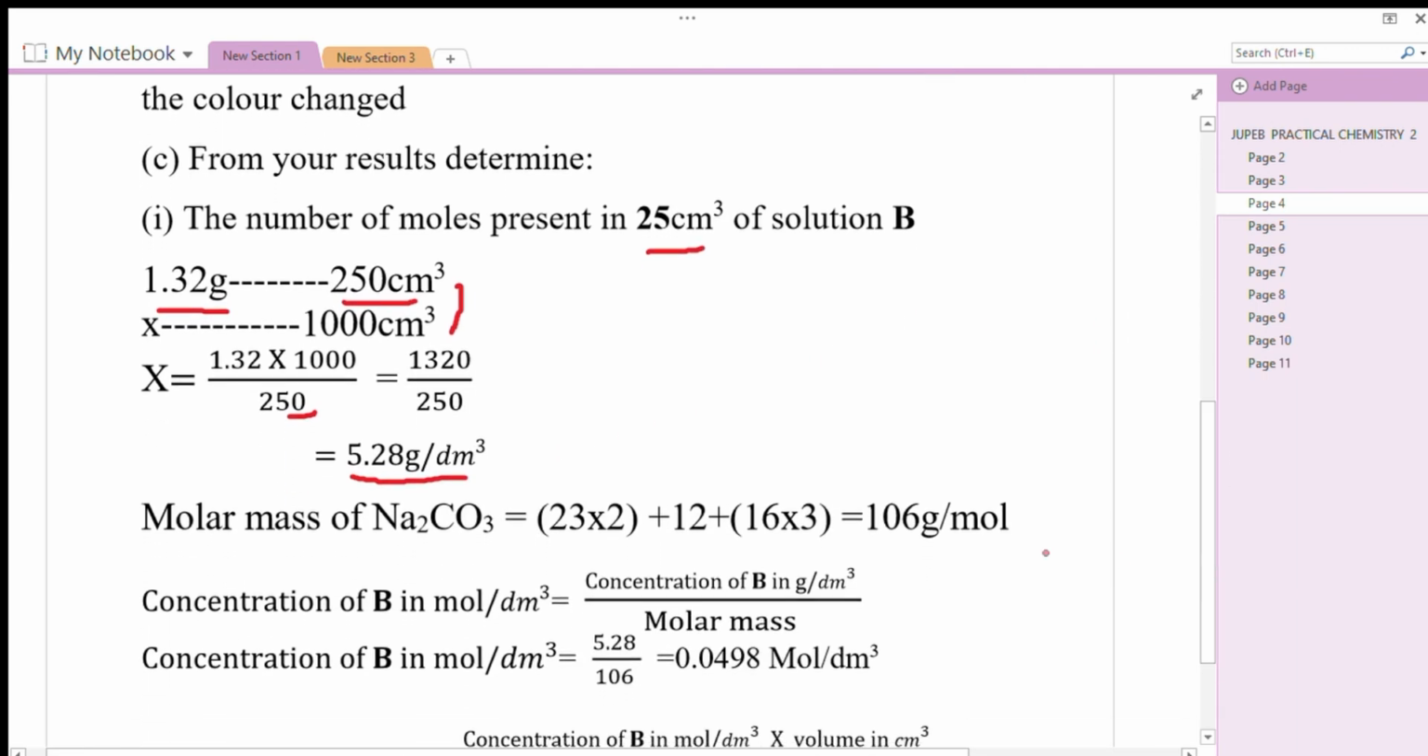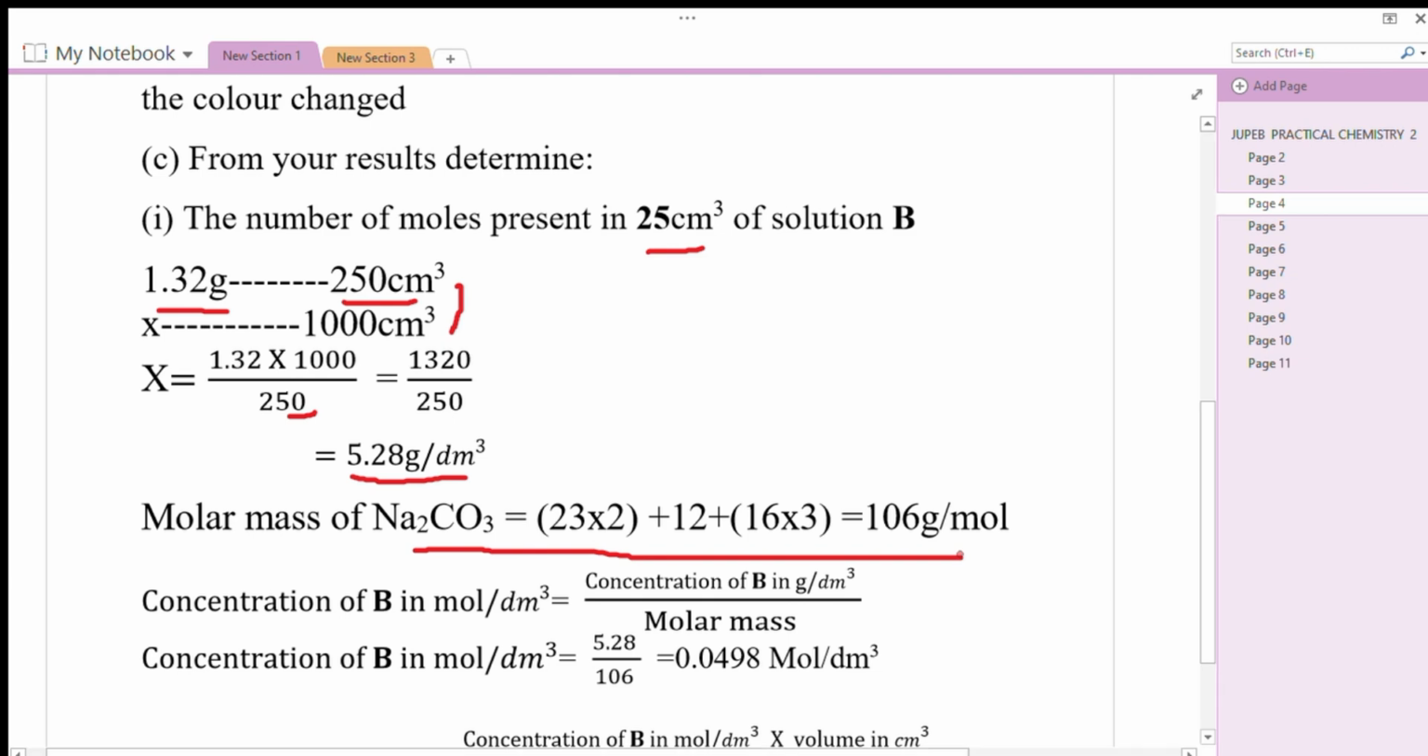Are you getting that? Then you quickly calculate the molar mass for sodium trioxocarbonate. That's 23 times 2 plus 12, that's the value of carbon, plus 16 times 3. Then you move from there to the total. You can press your calculator for that. You're going to have 106 gram per mole. Remember, your unit is very, very important.